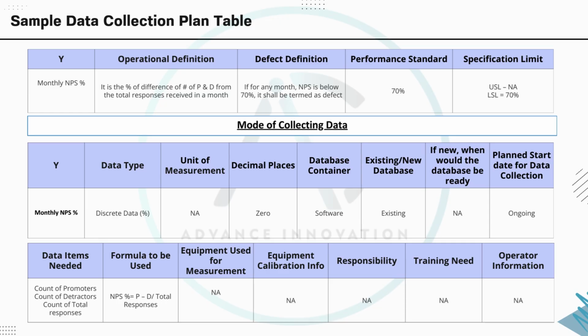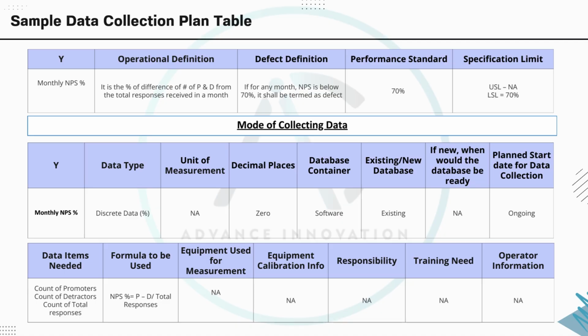Second defect definition. If in any month the NPS drops below 70%, it's classified as a defect. Third performance standard. The acceptable threshold for performance is 70%. Fourth specification limit. The lower specification limit, LSL, is 70%, while the upper specification limit, USL, is not applicable.